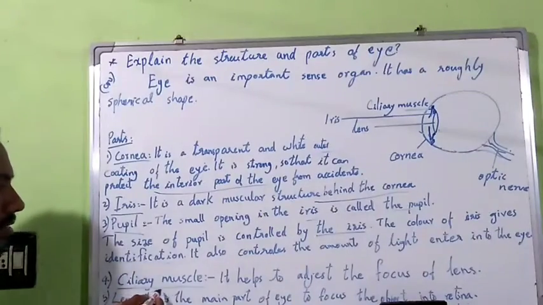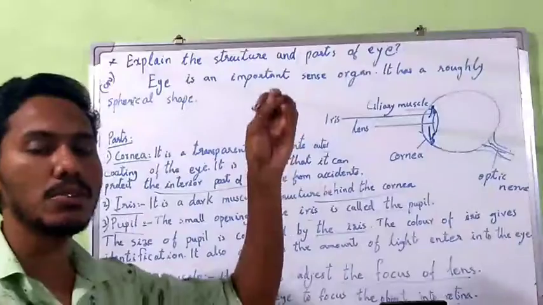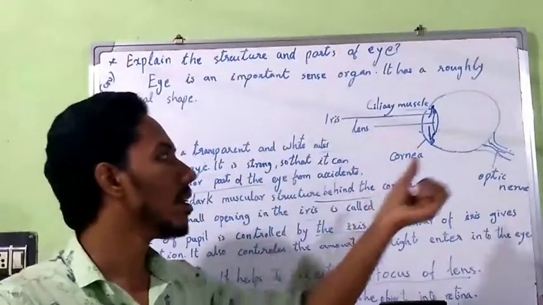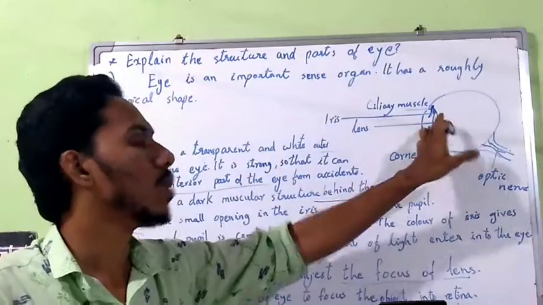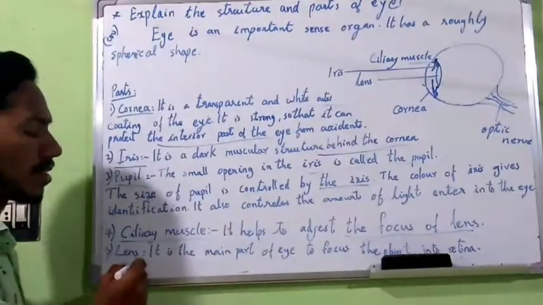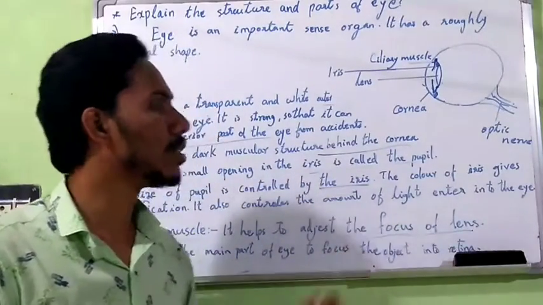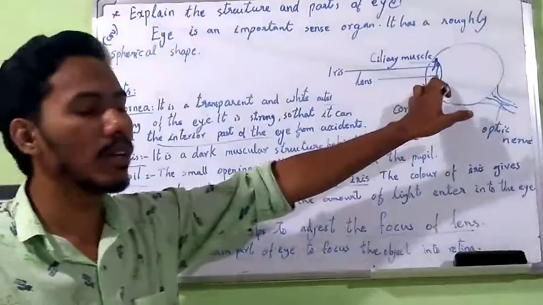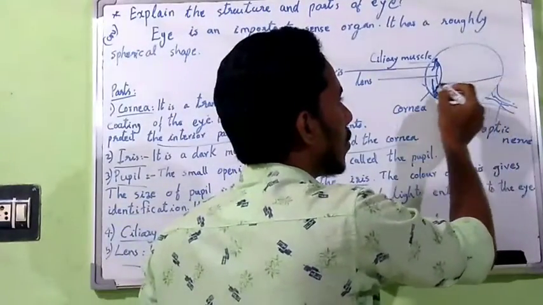Then ciliary muscles. They help to adjust the focus of the lens. Ciliary muscles contract and relax to adjust the focus of the lens. Then lens. It is the main part of our eye to focus the object onto the retina. By adjusting the focus of this lens, you can focus the object onto the retina.